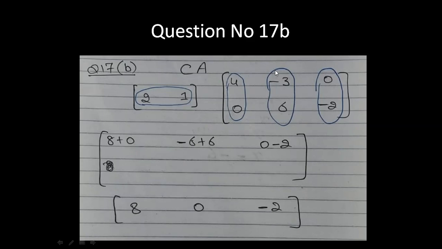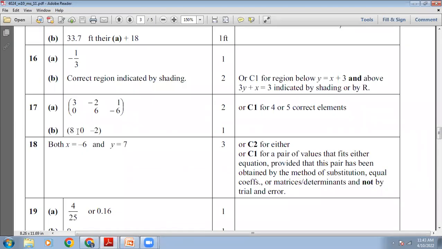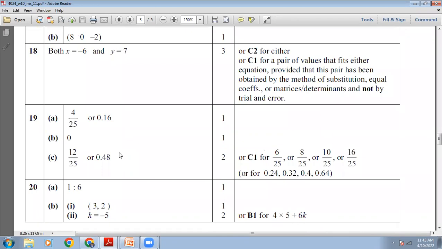Then this first row multiply with the second column, its answer will be written here. 2 multiply with the -3, -6, 1 multiply with the 6, so +6. Then this row will multiply with this column, 2 will multiply with the 0, plus 1 will multiply with the -2. So you will have 0 -2. 8 plus 0 is 8, -6 plus 6 is 0. 0 -2 will be -2. So let's confirm the answer from the marking scheme. 8, 0, -2. So our answer is right.